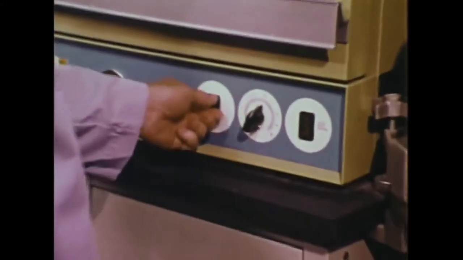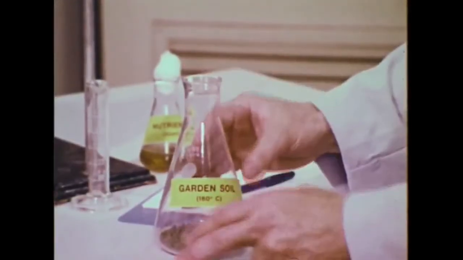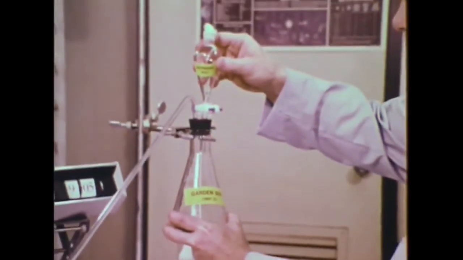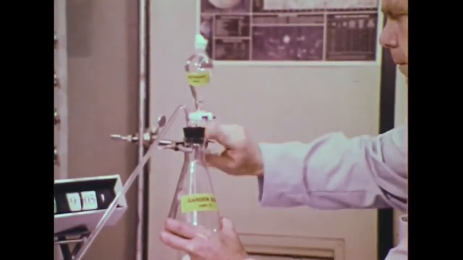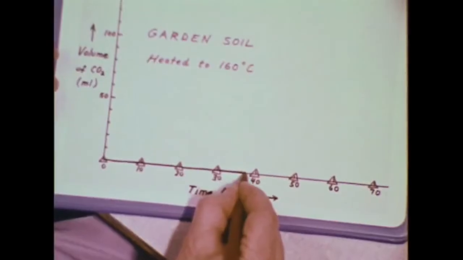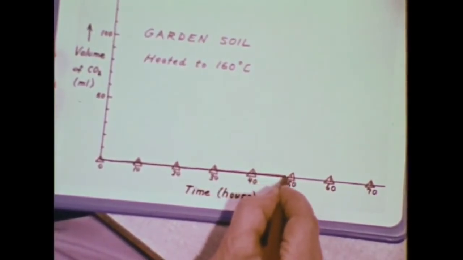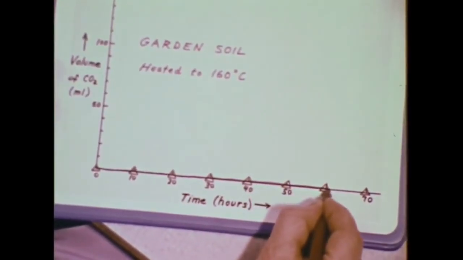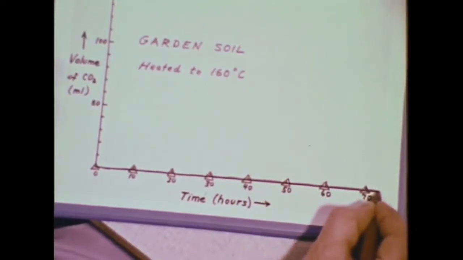What happens if we heat a sample of the garden soil in an oven to 160 degrees centigrade? At this temperature, most microorganisms are destroyed. To this sample of heated garden soil, nutrient will be added. However, even after many days, no gas is produced. There is no growth. The heat from the oven must have killed all the microorganisms in the garden soil.